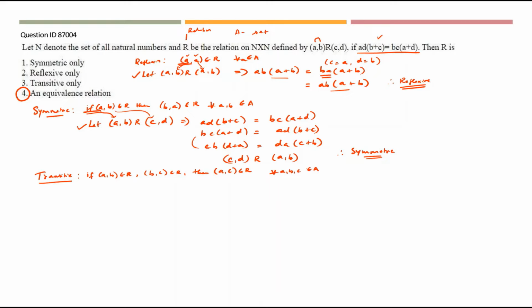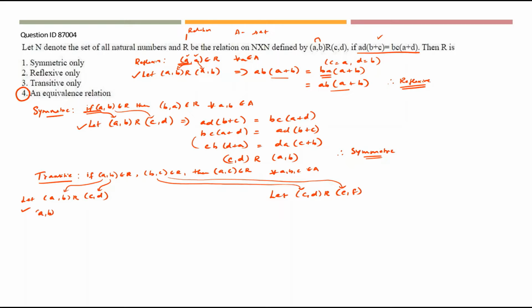We will have to take two sets. So let A comma B relation C comma D. This is for A and this is for B. And then we will take another set. Let C comma D relation E comma F. This is B and this is C. So let's start with this part here.